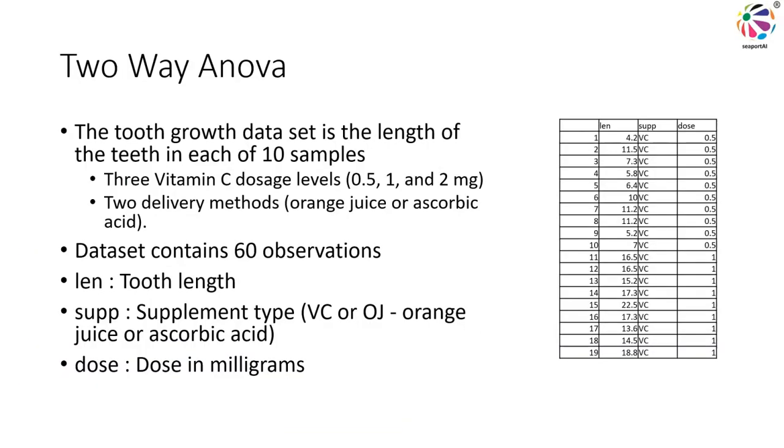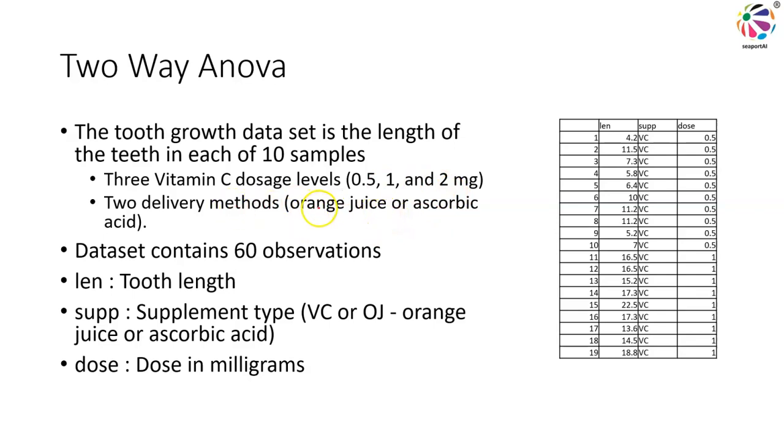In two-way ANOVA, we are going to consider two factors. In the earlier example that I discussed, we considered only one factor, the marks obtained. Here, what am I trying to do? I am trying to ascertain if administering vitamin C will result in an increase in tooth length. That's what I am ascertaining. So I have 10 people to whom I administer this vitamin C in different dosages, 0.5, 1 and 2 mg, through two delivery methods, orange juice and ascorbic acid.